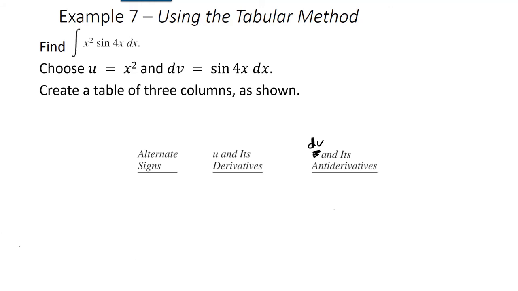dv and its antiderivative. So what I mean is, in the first column, you're going to start with a plus and go plus, minus, plus, minus. In the second column, you're going to list u and then its derivatives. So in this case, x squared, 2x, 2, and 0. So the derivative of x squared is 2x, the derivative of 2x is 2, and the derivative of 2 is 0. You're going to stop when you get to 0.